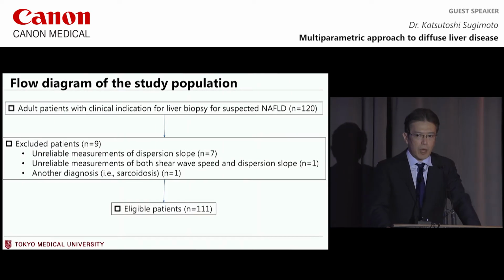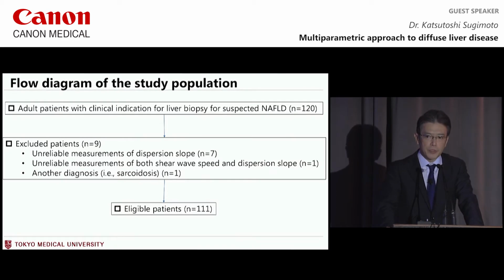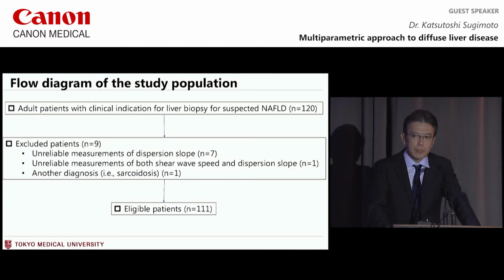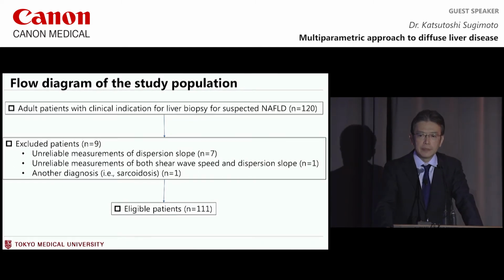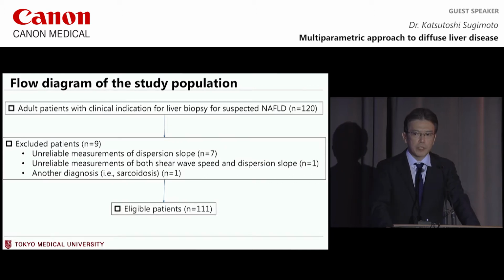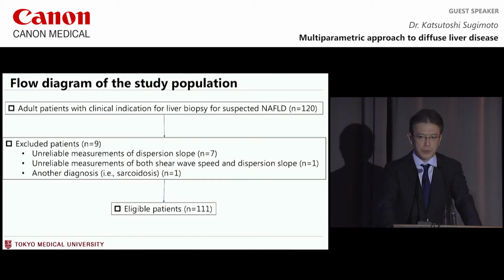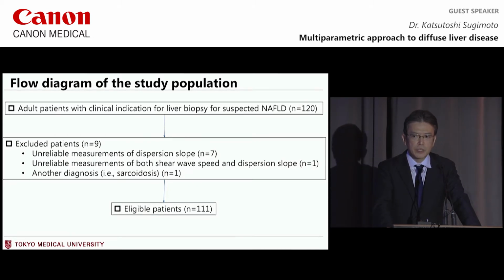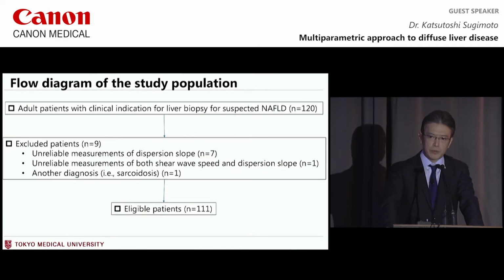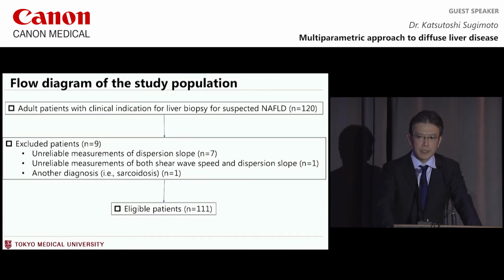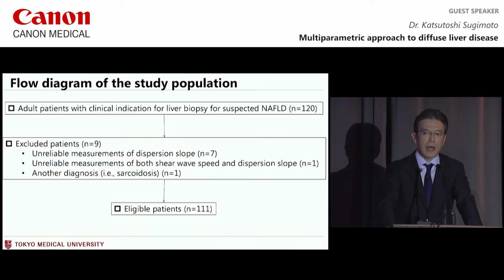This shows the flow diagram of the study population. We enrolled 120 adult patients with clinical indication for liver biopsy for suspected NAFLD. And we excluded 9 patients. 7 were excluded due to unreliable measurements of dispersion slope. And 1 was excluded due to unreliable measurement of both shear wave speed and dispersion slope. And 1 was also excluded due to another diagnosis. So finally, we enrolled 111 eligible patients in this study.